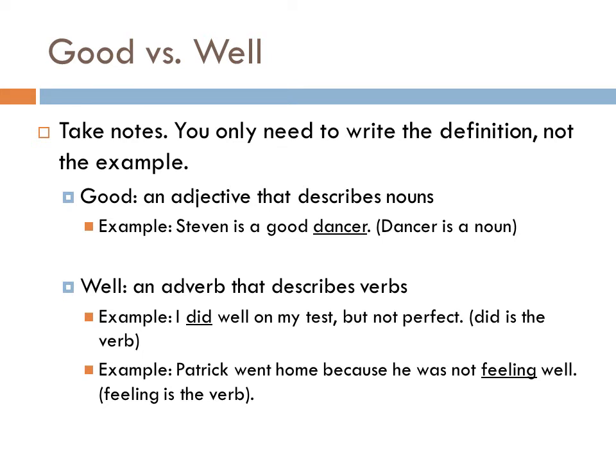Good versus well. Remember, just to write down the definitions, you do not have to write down the example. Good. Good is an adjective that describes nouns. For example, Stephen is a good dancer. In this case, dancer is a noun, so we can use good to describe the noun dancer. We would not say Stephen is a well dancer, because dancer is a noun. So is Stephen.